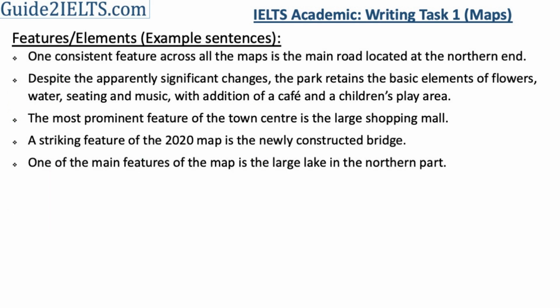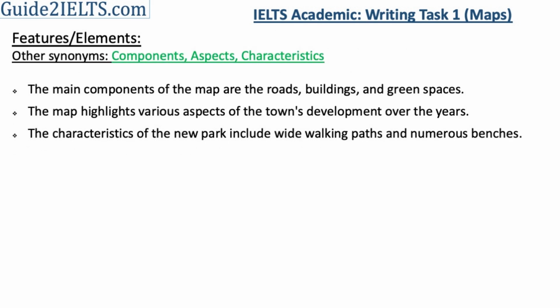On your screen, you can see some examples for map questions using these words. For example, one consistent feature across all the maps is the main road located at the northern end. Or, despite the apparently significant changes, the park retains the basic elements of flowers, water, seating, and music. Other synonyms for these words are components, aspects, and characteristics. Always understand the exact meanings of words before using them. A great way to do so is to look up some example sentences online.